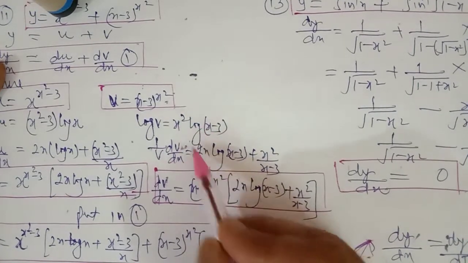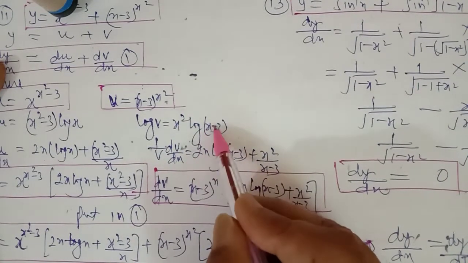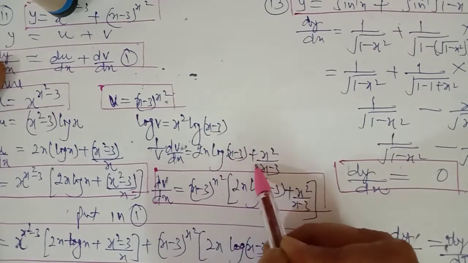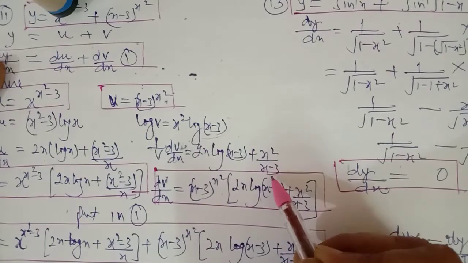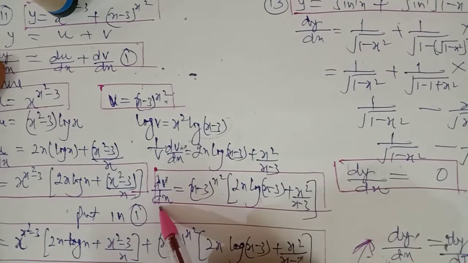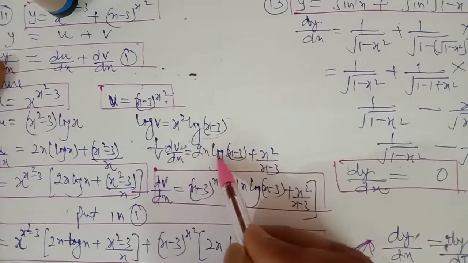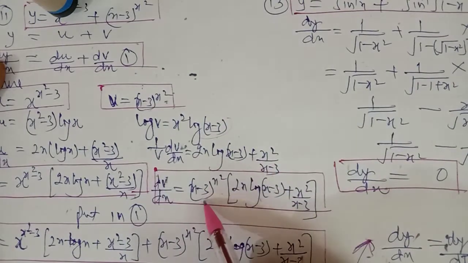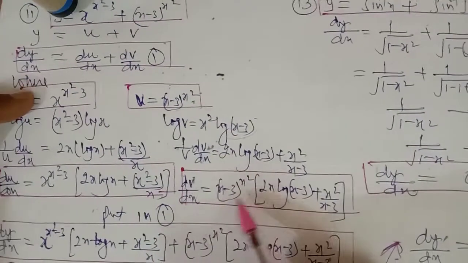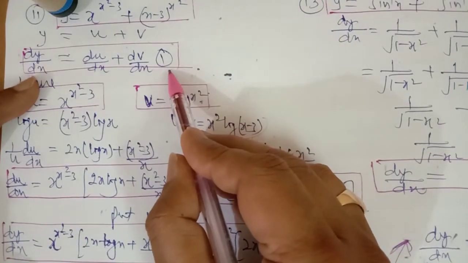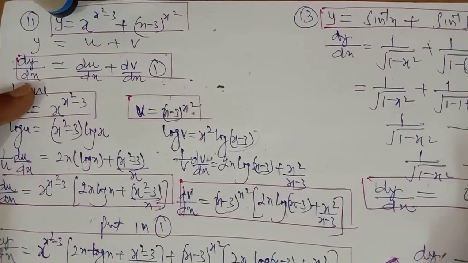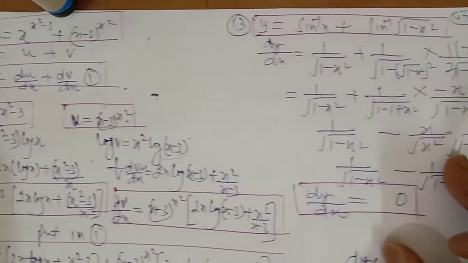First of all, derivative of x square, which is equal to 2x log(x minus 3) as it is, plus x square as it is, and derivative of log(x minus 3) will be equal to 1 upon (x minus 3). So dv upon dx will be equal to v multiplied by this expression, and the value of v is this. Now put these two, dv upon dx and du upon dx, in this expression number 1. So you can find the value of dy upon dx.